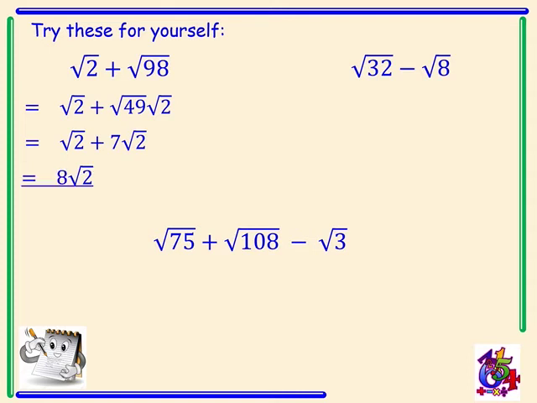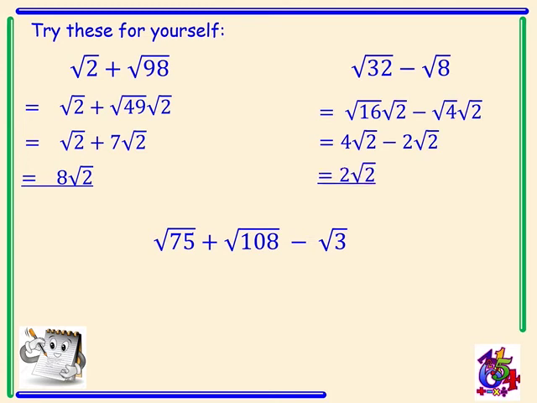Our next example, we've got root 32 subtract root 8, and both of these surds can be simplified. So the biggest square number that goes into 32 is 16. So root 16 times root 2 gives us root 32. And we have the square root of 8, which will simplify to root 4 times root 2. From there, we have 4 root 2 subtract 2 root 2, and 4 root 2 subtract 2 root 2 will give us an answer of 2 root 2.